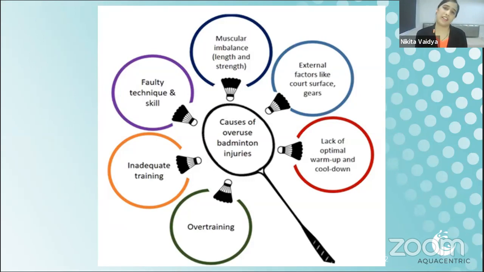Then your external factors, what I spoke about, are your surfaces, your shoes, your grip, your stance. Then comes your muscular imbalance. Again, as I said, lack of strength, and you still continue to play.